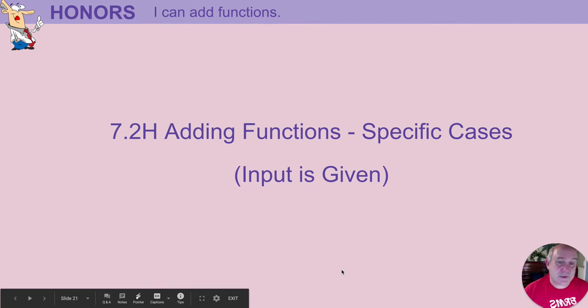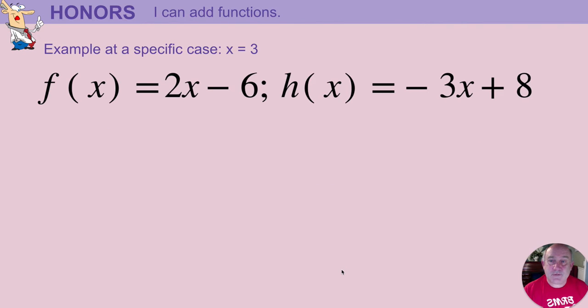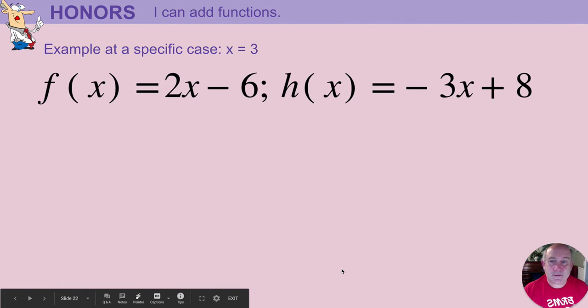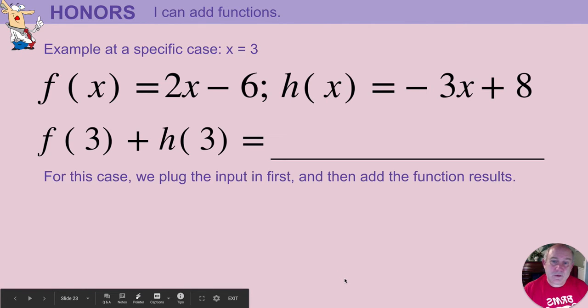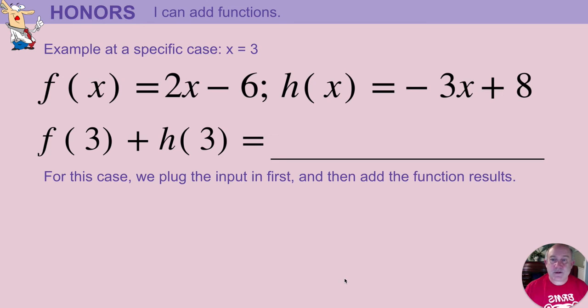The specific cases we're talking about are where the input is given. So our first example is a specific case where x equals 3. I have two functions, f of x equals 2x minus 6, and h of x equals negative 3x plus 8. And we're going to test them, or evaluate them, at a specific point. This is how it's written.